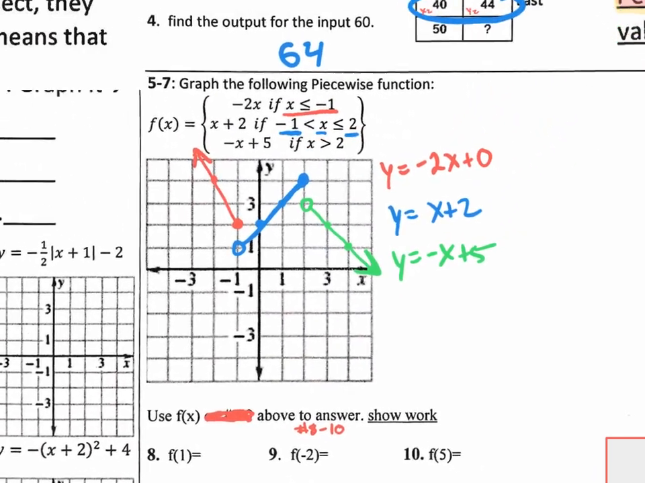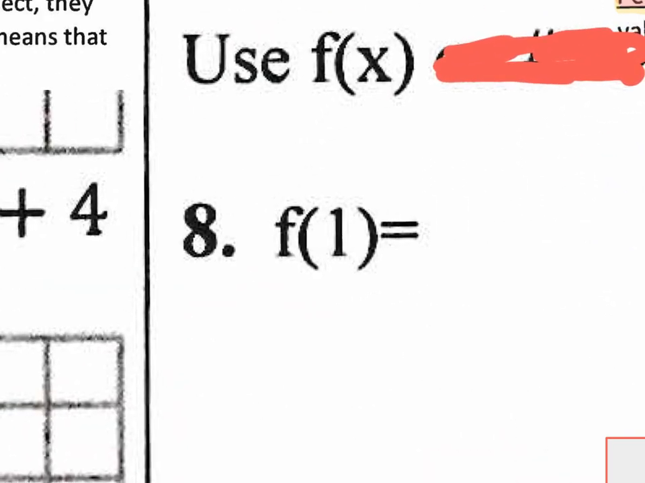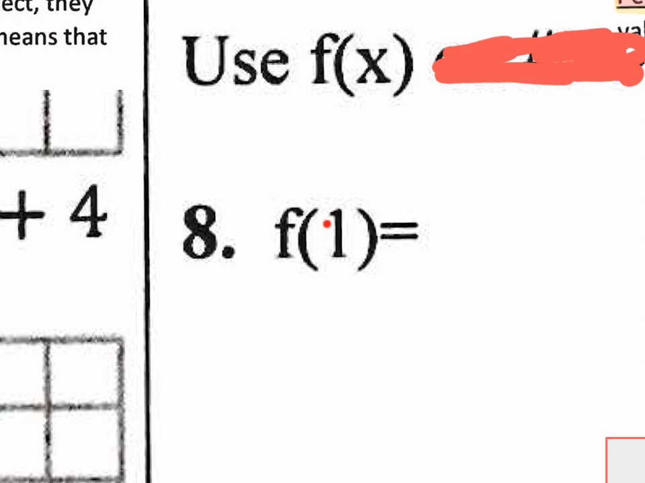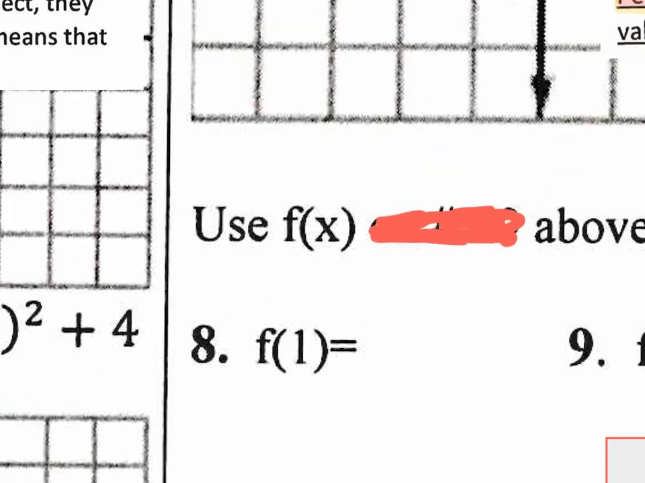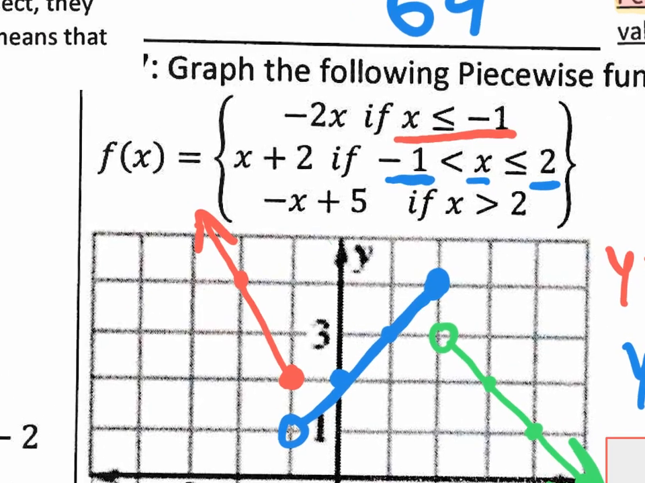Okay, so they want us to go to our f of x function and plug in the value of 1. So let's go up here to our f of x function and plug in the value of 1. So is 1 less than or equal to negative 1? No. Is 1 between negative 1 and 2? Yes. So we're going to plug in 1 right here. 1's obviously not greater than 2, so you're not going to plug it in here. 1 is between negative 1 and 2, so we're plugging it in right here.